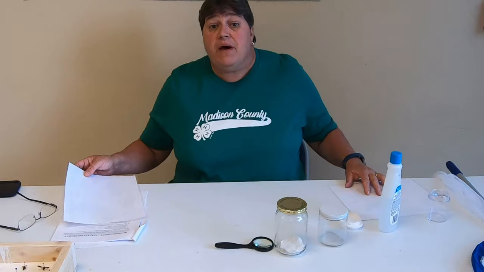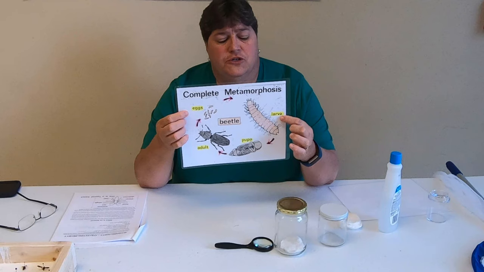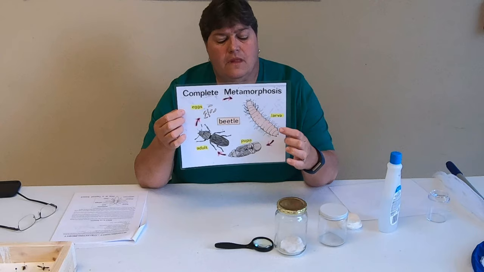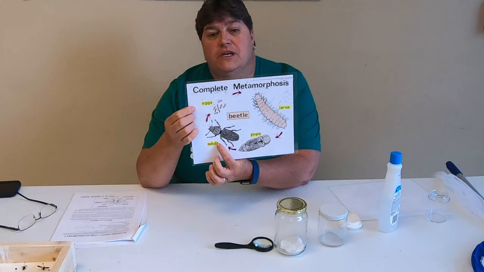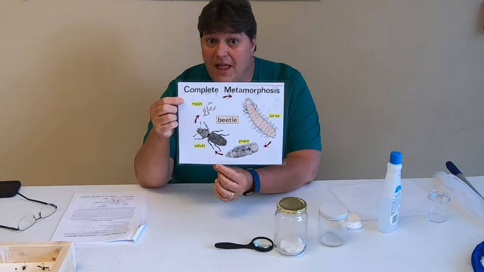Now, the other kind of metamorphosis is what we think about when we think about butterflies. Okay? But that's also a beetle, too. It starts out as an egg right here. And that egg then turns into a larva. That's the worm or the caterpillar part. Then it turns into a pupa. And from that pupa, it turns into the adult beetle. The beetle lays the eggs again, and the whole process starts all over. It's called complete metamorphosis. That's what happens with a butterfly, okay? Because butterflies are insects too.